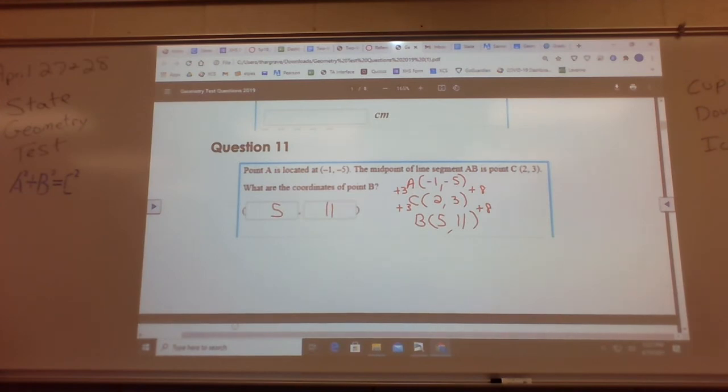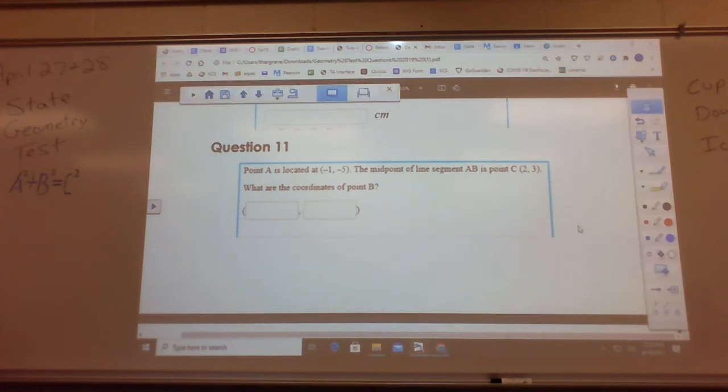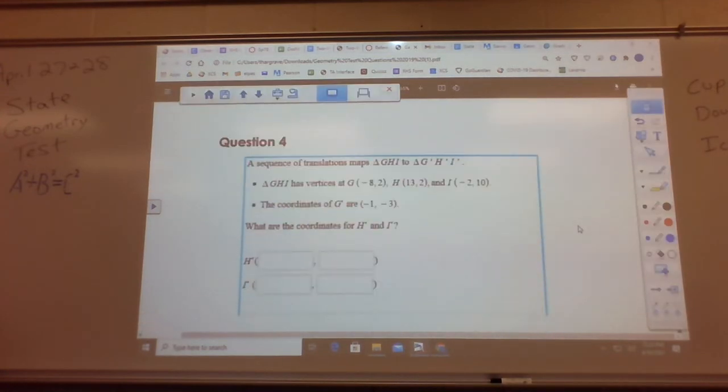Now we do skip around a little bit just because 11 was small, it fit on the paper. So they are basically in order, unless there was a question that was small that I could tuck in different places.